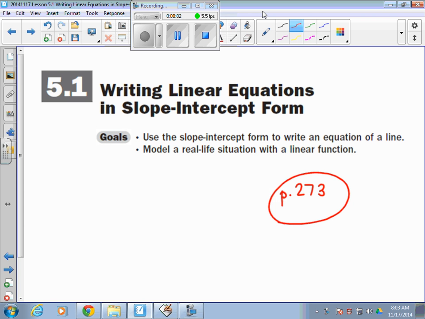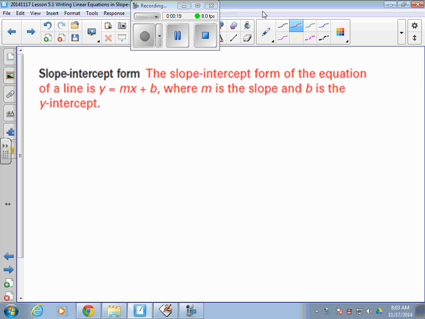Hey, this is Algebra 1, Lesson 5.1, writing linear equations in slope-intercept form. That's what we're doing, writing equations based on slopes and y-intercepts taken from information given, m and b, and from pictures or graphs of equations, beginning on page 273 in the textbook.